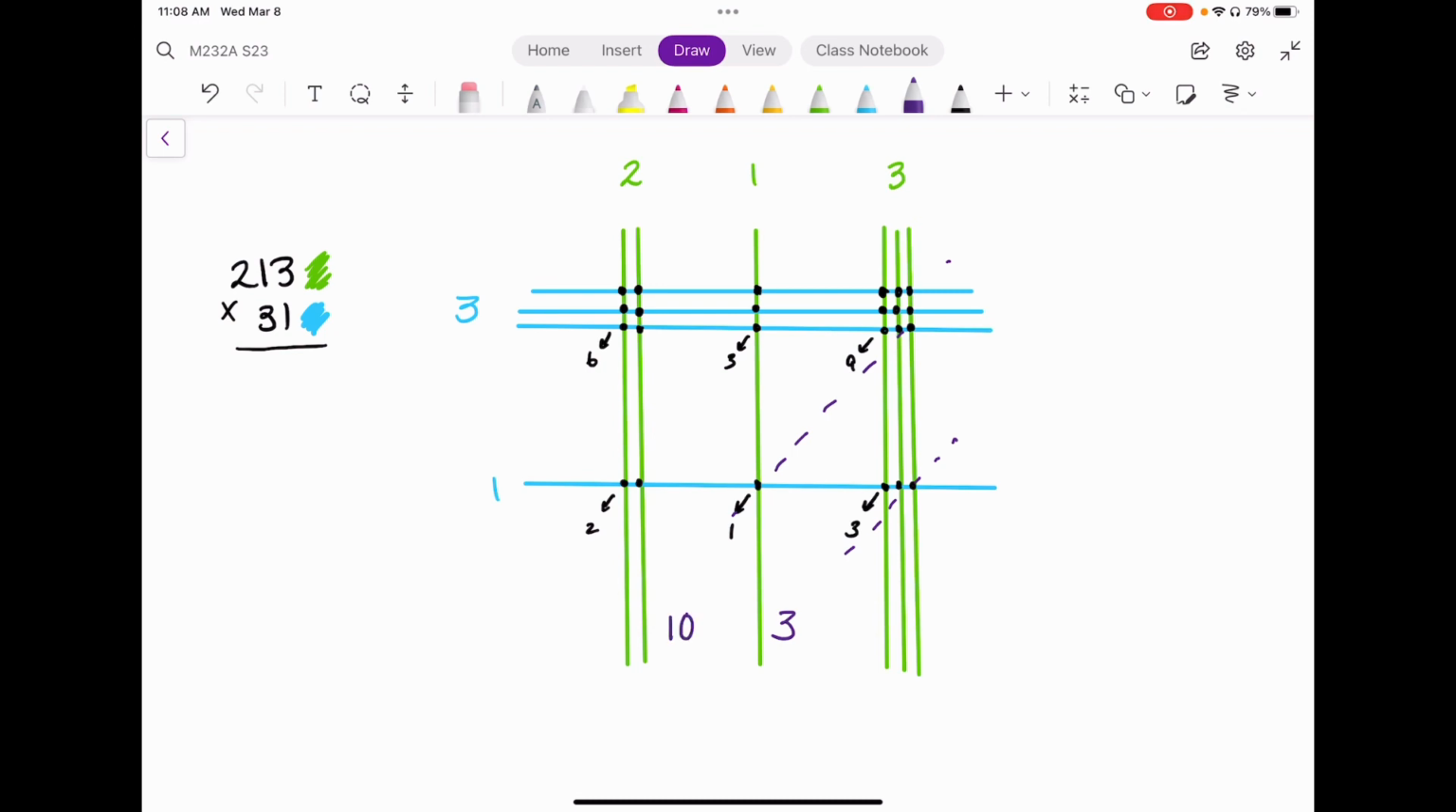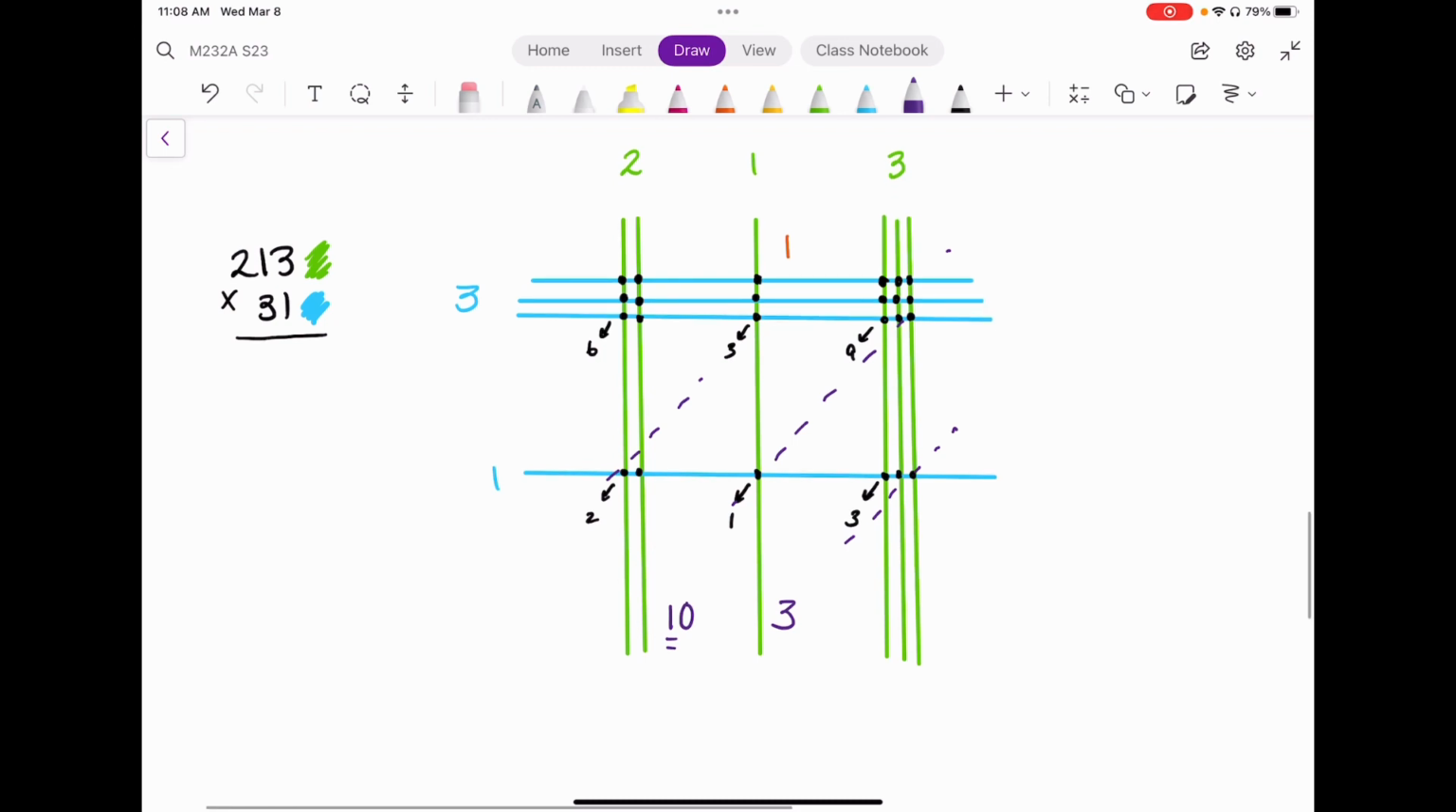But because I'm in base 10, anytime I have a 10, I need to carry over. So I'm actually going to carry over this 1 to the next diagonal. So I have 3 plus 2 is 5, plus that extra 1 is 6. And then I have 6 here. And so my answer is 6,603. Notice that I took the ones digit of the 10 as that value for that placement, and then I carried over the 1 into the hundreds.